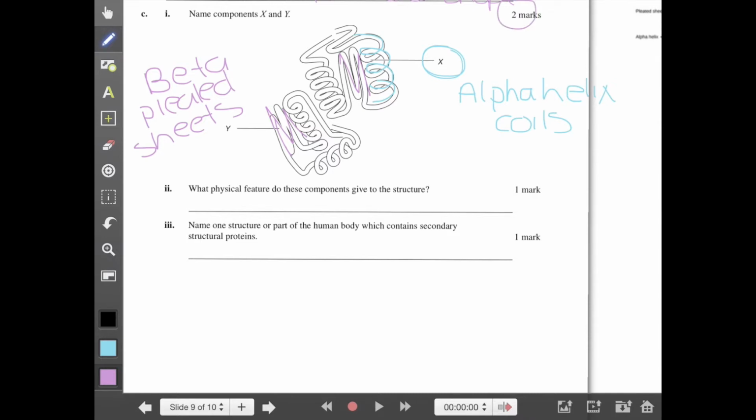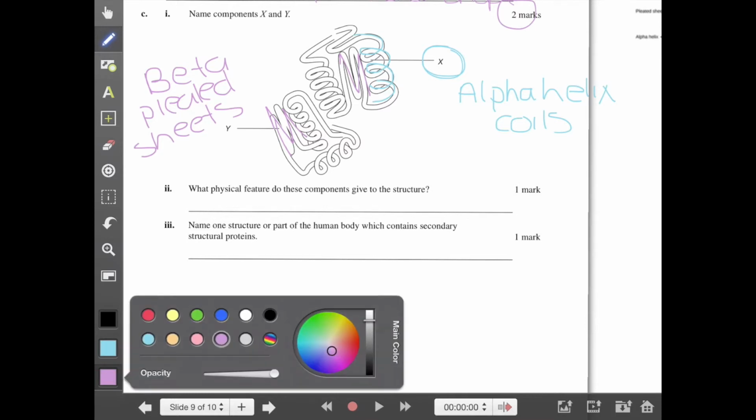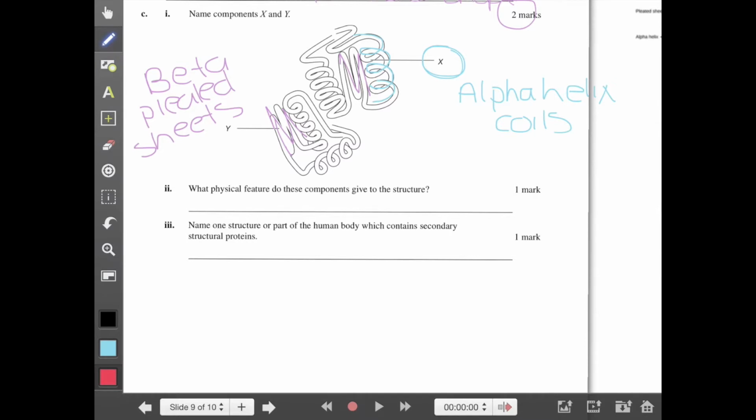All right, and then it says for double I, what physical features do these components give to the structure? So I just want to go through this with you. So the beta pleated sheets give it strength. And then you guessed it, the alpha helix coils give it flexibility. Pretty straightforward, I think.